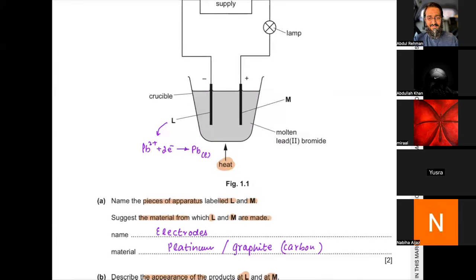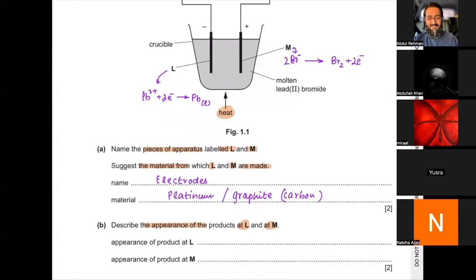Now on M, as M is positively charged, the negative ions are going to be attracted towards the M electrode, and when they lose their electrons they turn into elements. Bromine is a diatomic element, so we need two bromide ions, and two electrons are lost. I hope it's clear to all of you. By looking at the equations, bromine is liquid at room temperature, but due to the high temperature, it forms as a gas.